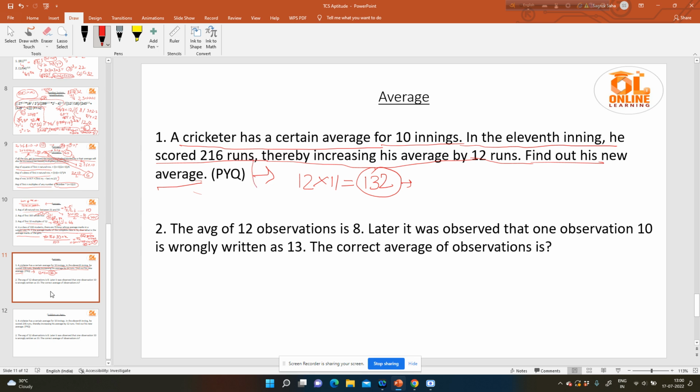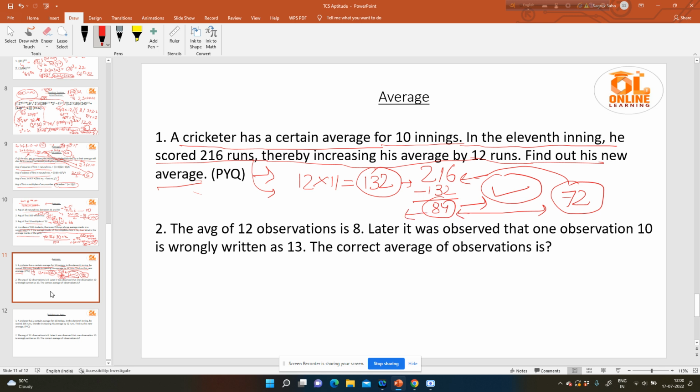But he has scored 216 runs. So how much more has he scored? 216 minus 132, that is 84. This will be his new average. And if we subtract 12, that is 72. So 72 was his previous average, and after scoring 216 runs, he has increased the average in every innings. So his new average is 84.